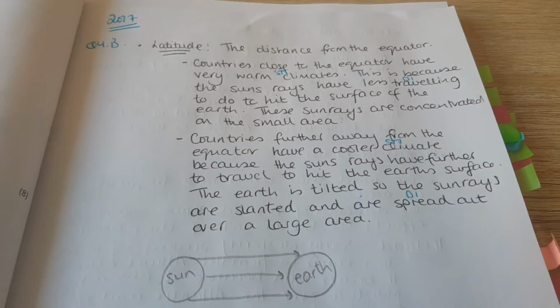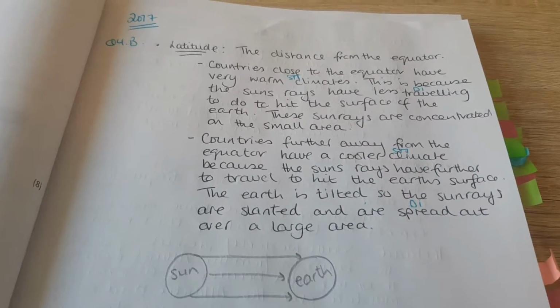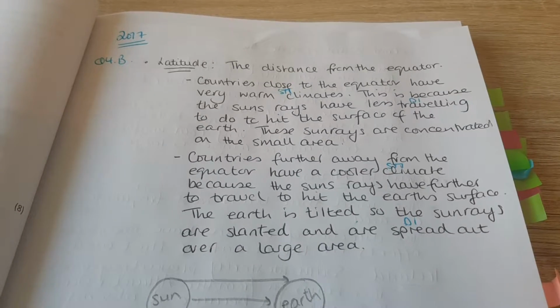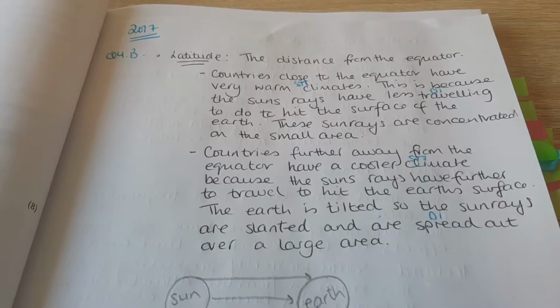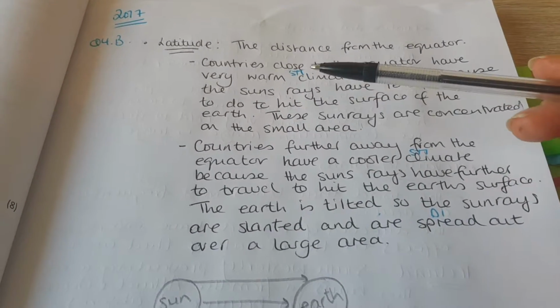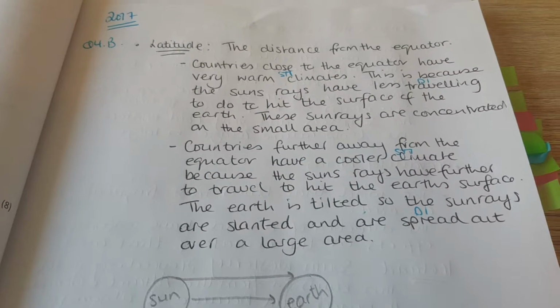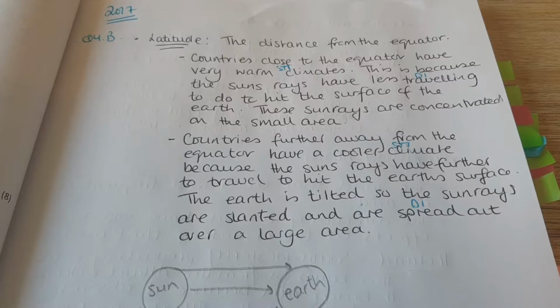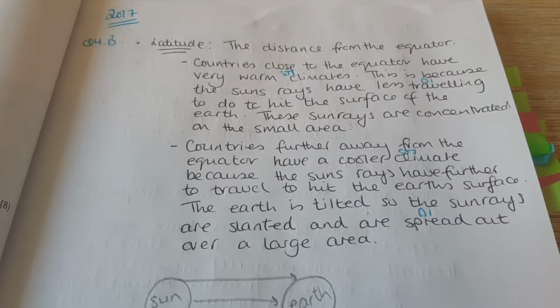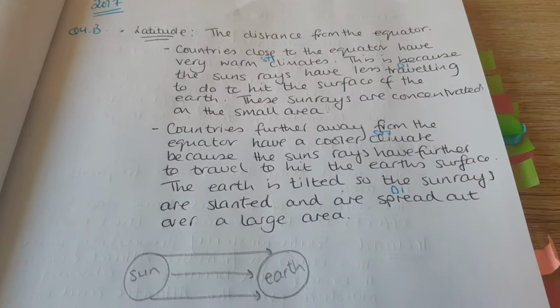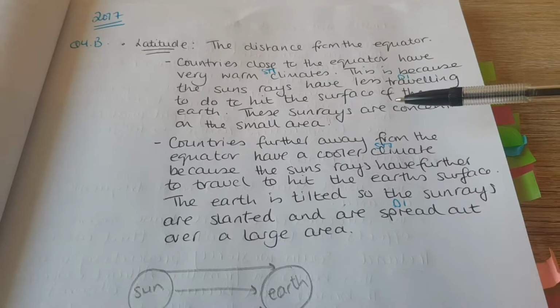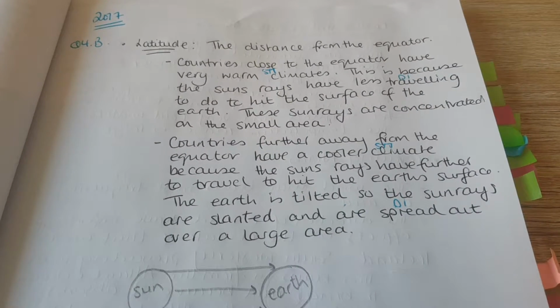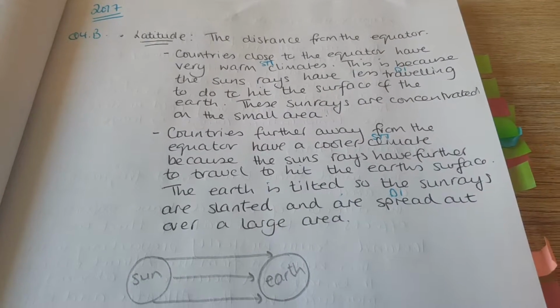Countries close to the equator, it's very obvious, have a warm climate. There's warm weather there. This is because the sun's rays have less travelling to do to hit the surface of the earth. These sun rays are concentrated on a small area, right? And that's how you can talk about the areas close to the equator. Then you have the ones that are further away.